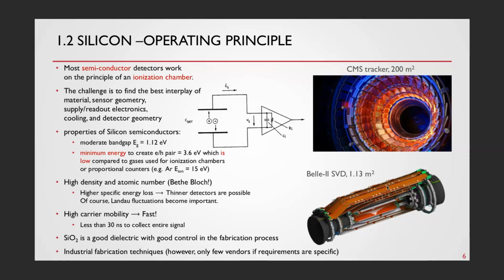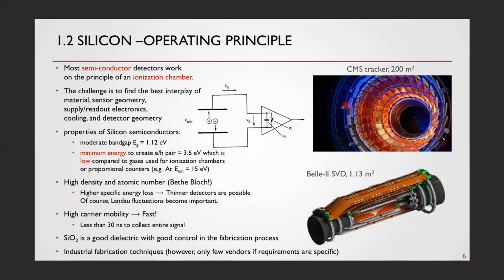I show you two very different solutions to a similar problem. The problem is tracking. The top image is the CMS tracker, which has a sensitive silicon surface area of 200 square meters. So that's a digital camera with a 200 square meter sensor operated at 40 megahertz. So still by today's standard it is a rather bizarre and extreme detector.